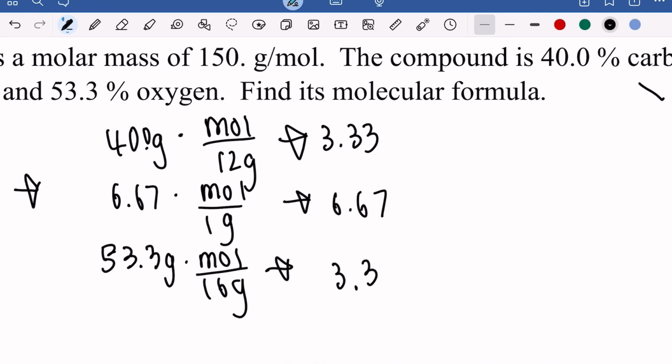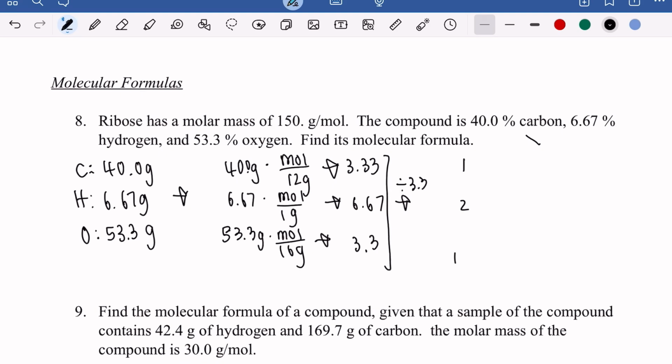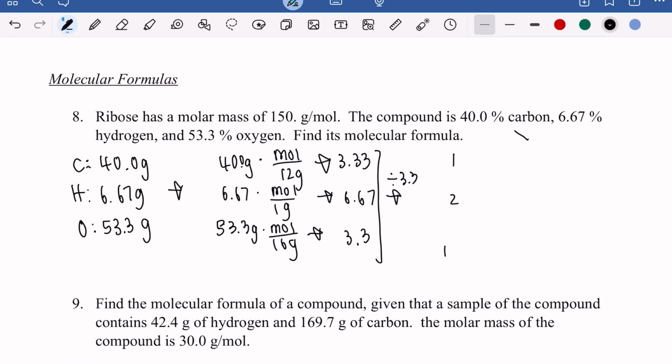Now we're going to divide them by the smallest number from here, which is 3.3. So it's going to be 1, 2, and 1. So the empirical formula is C, H2, and O.